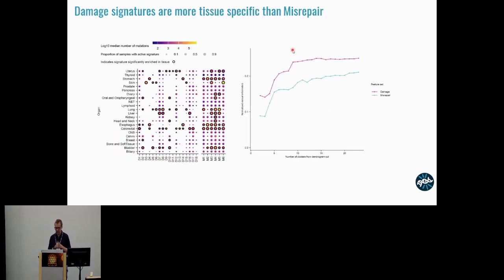The first thing is to understand what's going on and what the different representations are of the damage versus misrepair. The first thing you saw is that the damage signatures are much more tissue-specific than misrepair signatures, which is what you would expect. Misrepair signatures are telling you something about the intrinsic processes that are repairing DNA damage. You expect those to be present in every cell, so a lot less tissue-specific, but the damage is very much cell-type specific.